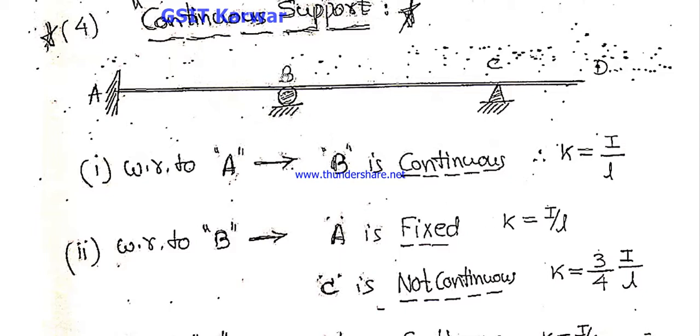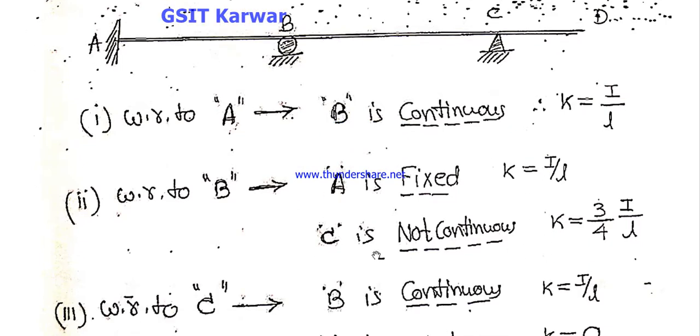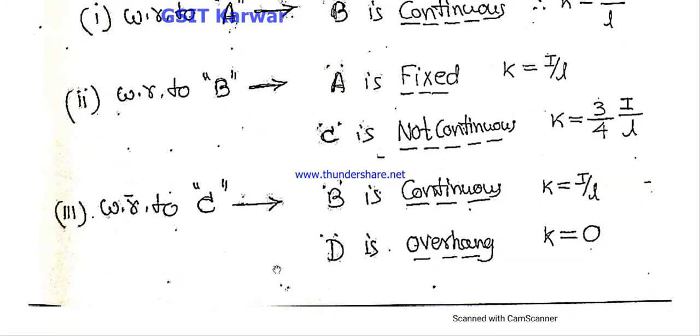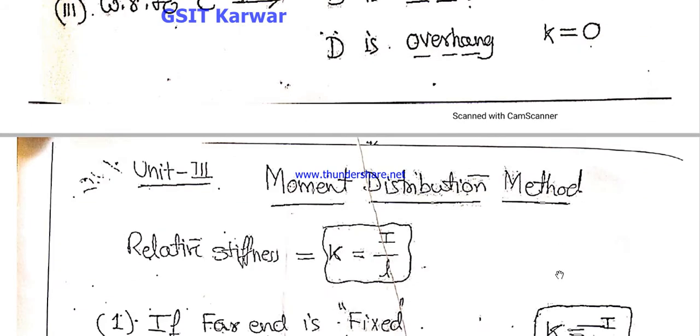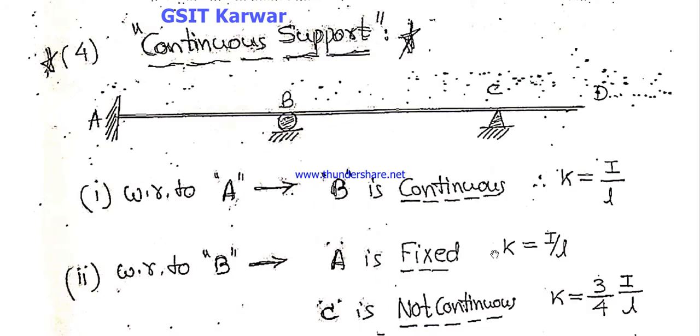that means with respect to B support, A is fixed, so the K value is I by L. C is not continuous, so the K value is 3/4 of I by L. With respect to C, B is continuous, K is equal to I by L. And D is overhang, K is equal to 0. See, this is just for your understanding purpose, given as an example. Okay.